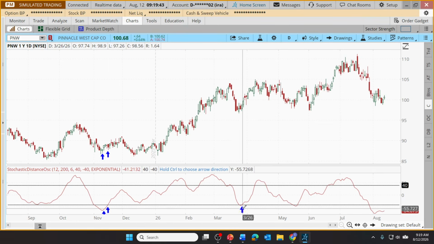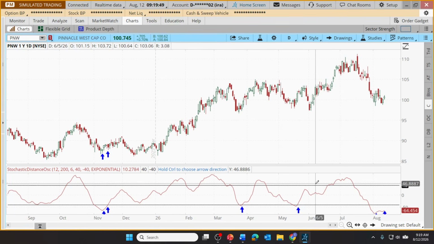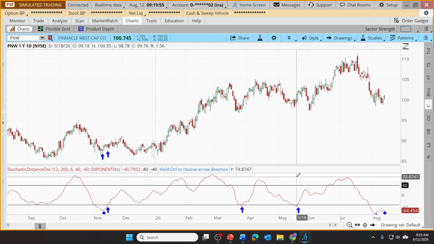And you can see there are other examples here. There was an example here. And more recently, right here and right here are two recent signals below minus 40, but rising.